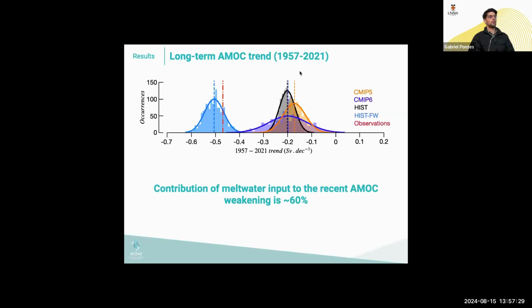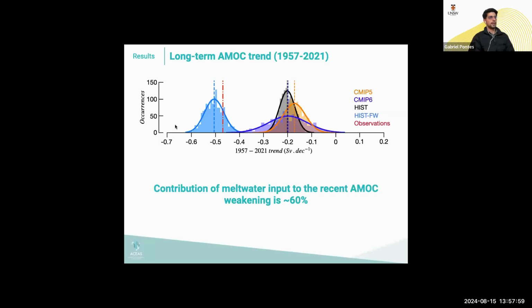And they all tend to simulate an AMOC weakening of 0.2 Sverdrups per decade, while the observations are suggesting some stronger weakening. And when we add the freshwater forcing based on those evidences from the AMOC indices, we can better capture the AMOC weakening that has been suggested by the observations.